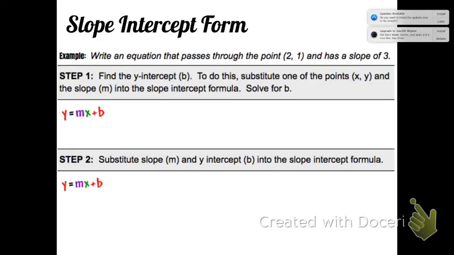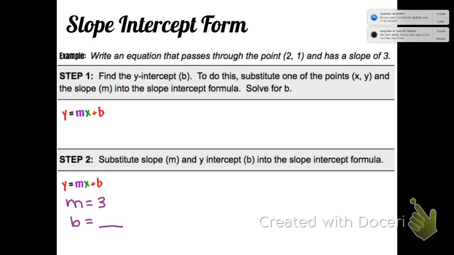All right, here we're going to write an equation that passes through a point and has a slope of 3. So they're giving us a point and the slope. In order to write this in slope-intercept form, we need the slope and we need the y-intercept. So we need to figure out what the y-intercept is, because we do already know that m, the slope, is 3, but we do not know what b is.